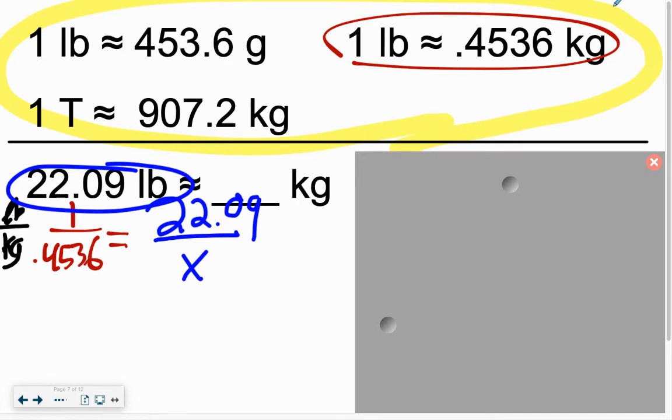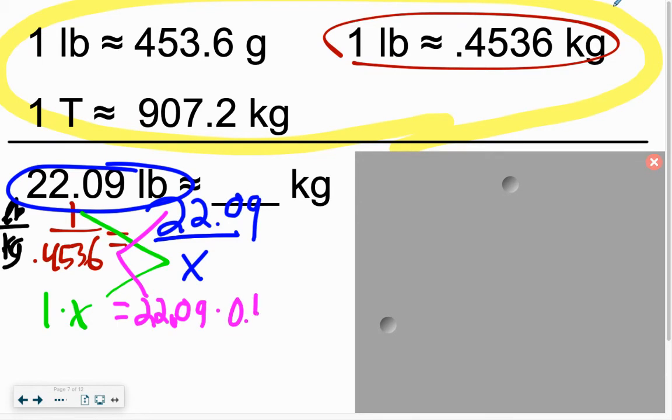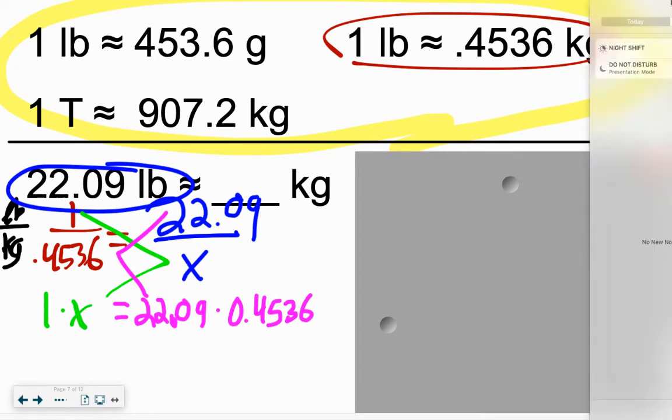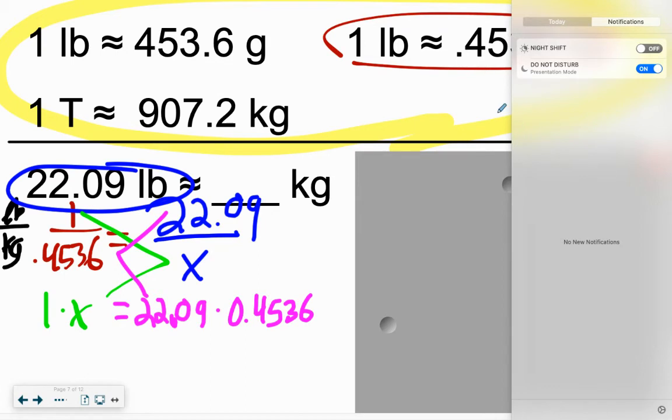And it's time to do the cross product again. So here we go. Going from the 1 to the x, ricochet off. I got 1 times x. And then the other way, I've got these guys. Woof. So 22, and make sure you don't lose the decimal, 22.09, 22 and 9/100ths, times 0.4536, which is 4,536 ten-thousandths, if you're wondering how to say that.